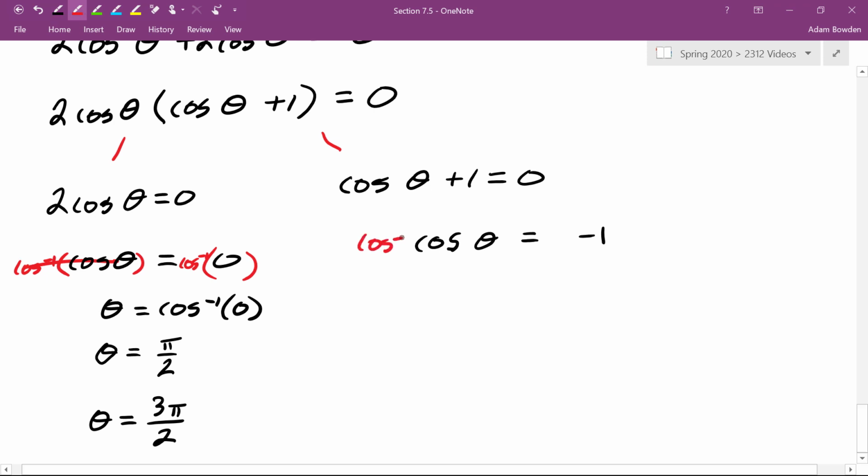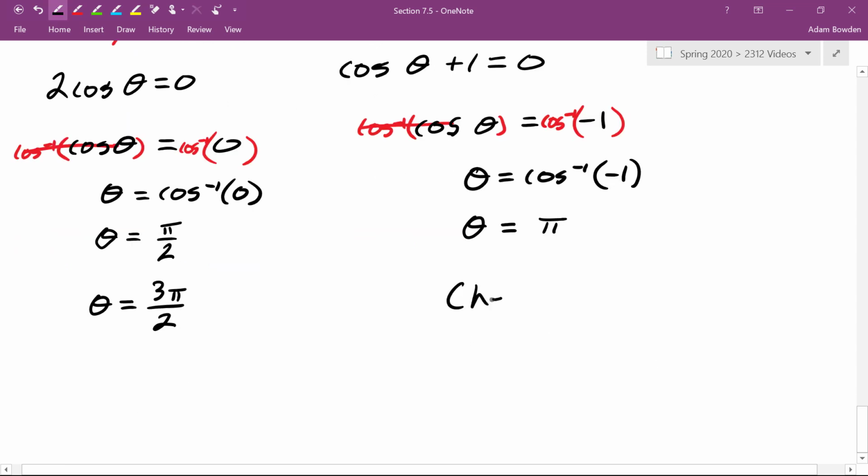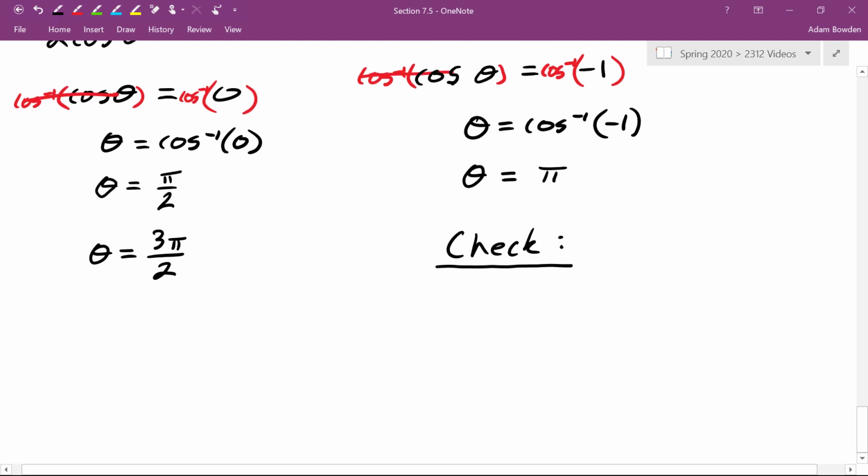Now on this other equation here, we take the inverse of both sides. Theta is cosine inverse of negative 1. So let's see, there's only one place where the cosine theta is equal to negative 1, and that's at pi. Now what we're going to do is we're going to check our solutions to see if everything works out correctly. We'll start with theta equals pi over 2.